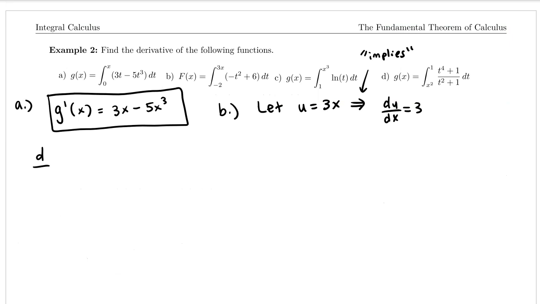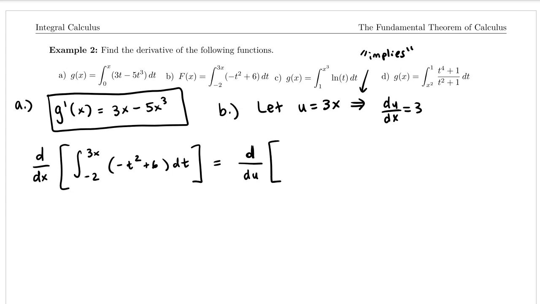So now I want to take the derivative with respect to x of the definite integral from negative 2 to 3x of negative t squared plus 6 dt. This is the same thing as, instead of taking the derivative with respect to x, now I'm going to take the derivative with respect to u. And in my definite integral, we said that we want to let u equal 3x. So I'm going to go ahead and substitute u into my upper limit of integration.